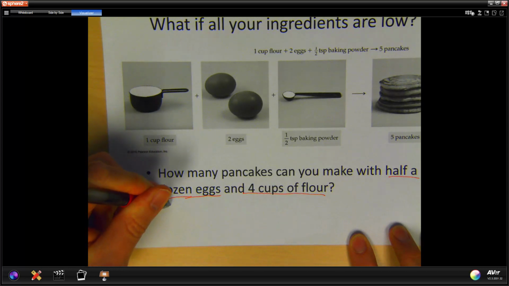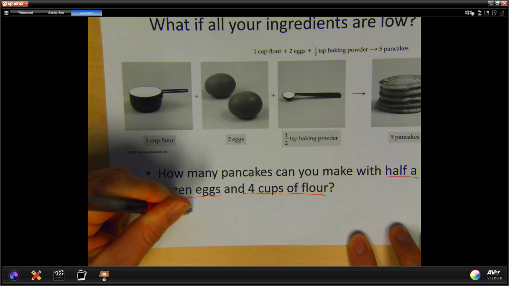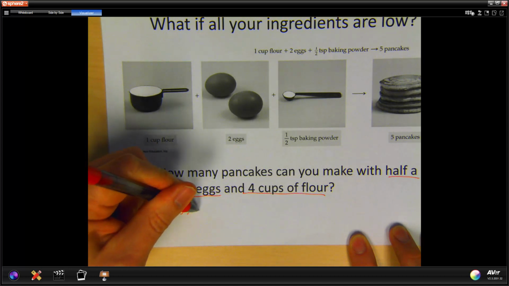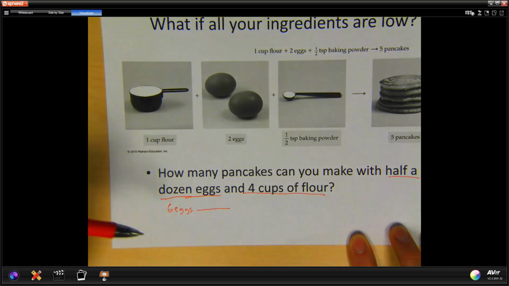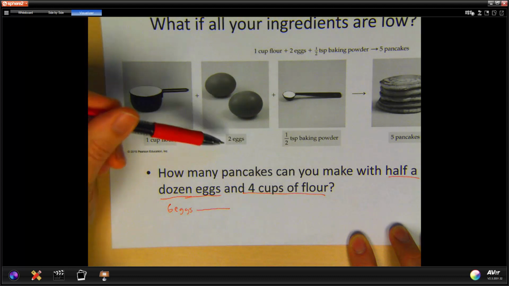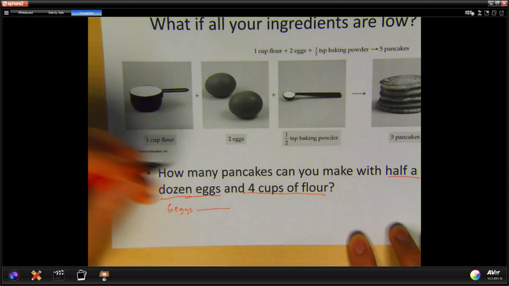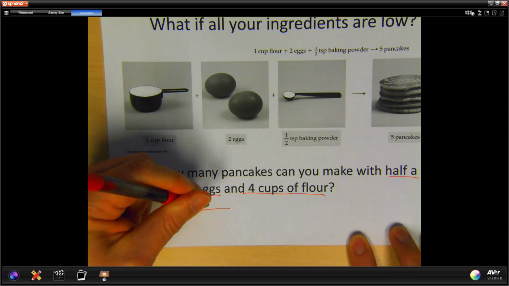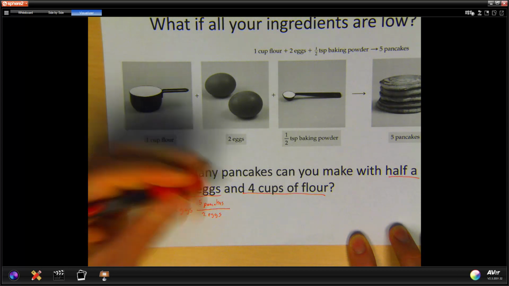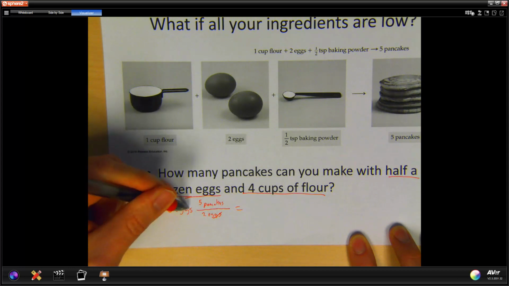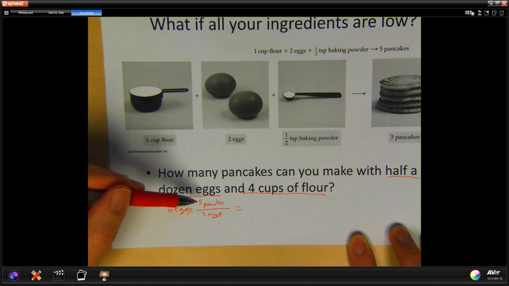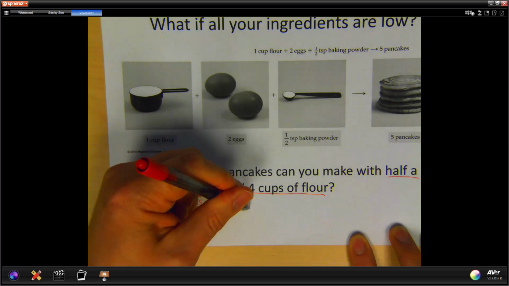So we're going to say we have 6 eggs, and we could go through the dozen to egg thing. We've done that already, so I'm not going to bother with that for this question. So we have 6 eggs, and then we look at the recipe. We see we have 2 eggs necessary for 5 pancakes. So we put 5 pancakes on the top and 2 eggs on the bottom. Looking at the units, the eggs will cancel. So we have 6 times 5 is 30 on the top, divided by 2 gives us 15 pancakes.